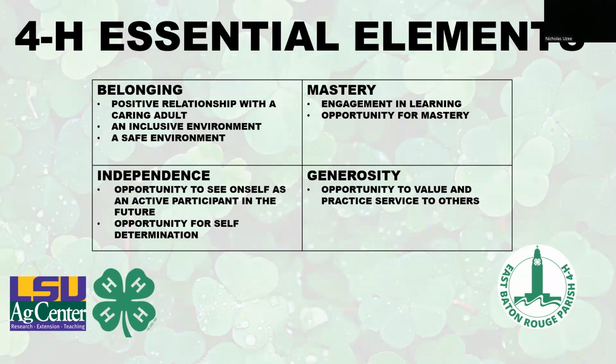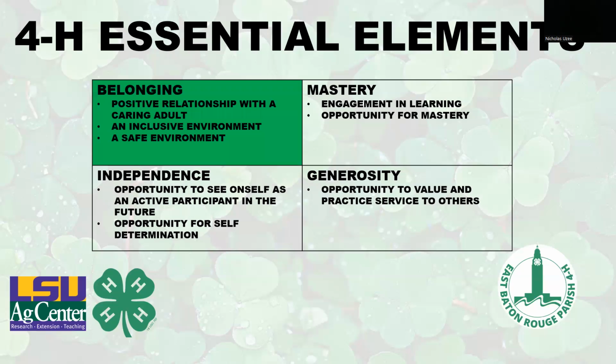So the 4-H club meetings are a tradition of excellence, and to ensure the continuation of this excellence, it is important to incorporate the 4 essential elements. These essential elements are belonging, mastery, independence, and generosity. The first element that we will focus on is belonging, which is developed through a positive relationship with a caring adult while maintaining an inclusive and safe environment.